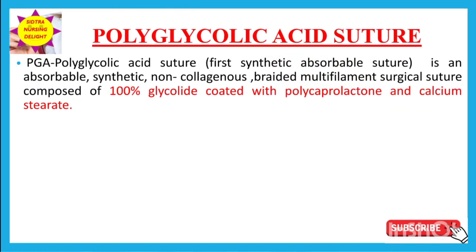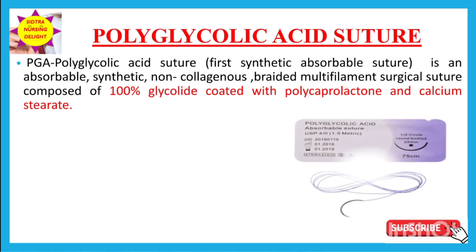Next, let's talk about PGA suture or polyglycolic acid suture. It is an absorbable, synthetic, non-collagenous, braided multifilament surgical suture composed of 100% glycolide, which is coated with polycaprolactone and calcium stearate. The important point to remember is that it is the first synthetic absorbable suture. The term non-collagenous means it contains no collagen, and the term braided describes the 100% glycolide inside the suture and its outer covering of polycaprolactone and calcium stearate arranged in a regular pattern to form a multifilament suture, as you can see in the image.